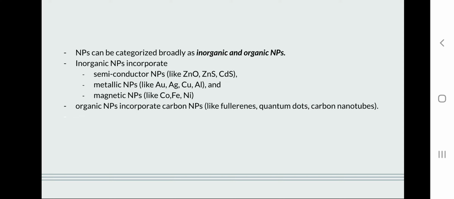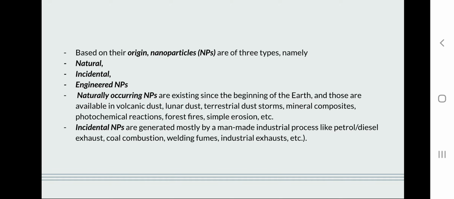The next category is the organic nanoparticles, and these usually consist of carbon nanoparticles, which include fullerenes, quantum dots, and carbon nanotubes. Now, the next classification of nanoparticles is based on the origin of the nanoparticles, and based on origin they can be divided into 3: natural nanoparticles, incidental nanoparticles, and engineered nanoparticles.